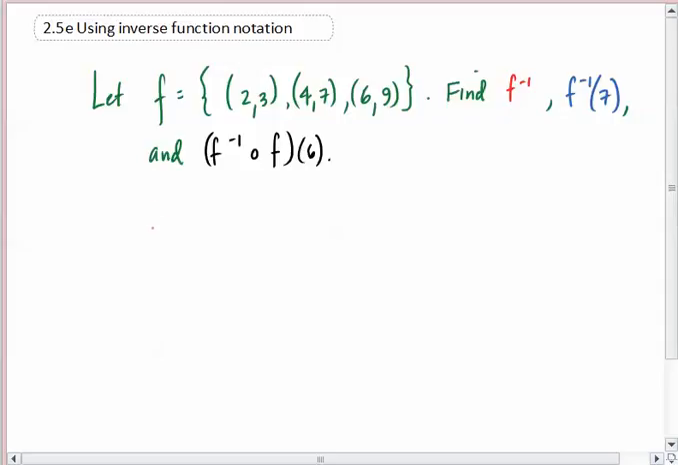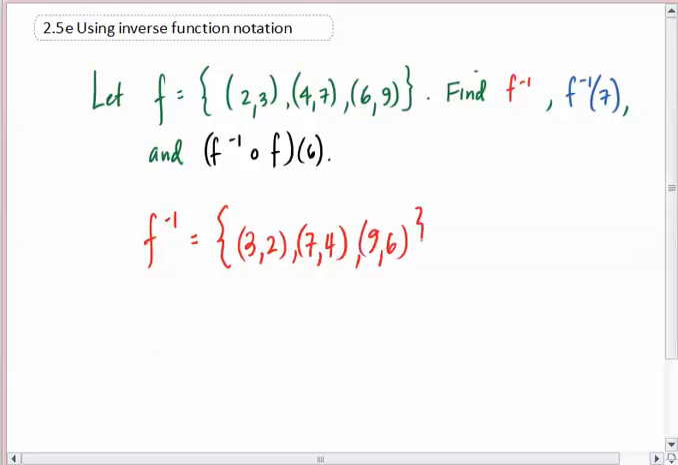What we need to do is just switch the coordinates, the x and y coordinates. So we're going to do that first here. Now this is f inverse. Sorry about that, a little sloppy on my 3. There's f inverse. Okay, there's the red one. Finished. Now the blue instruction is to find f inverse of 7.